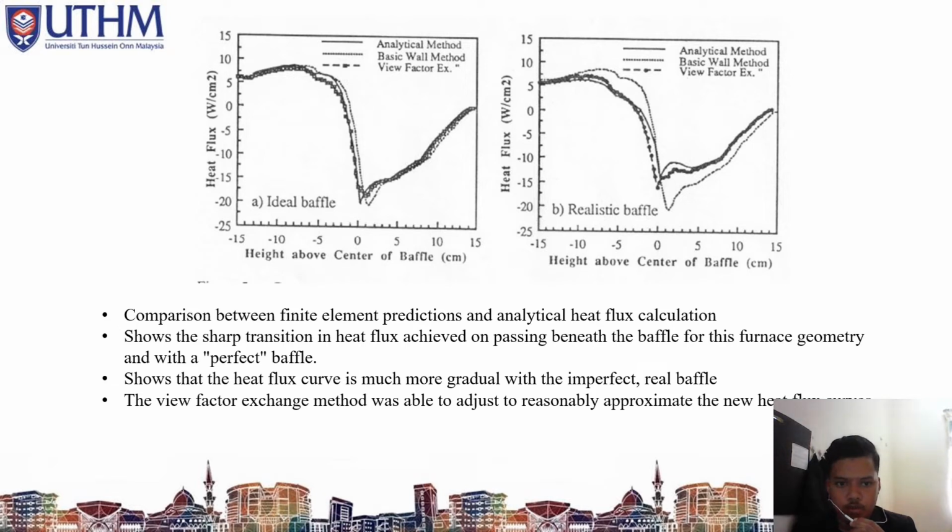From the figure, this is a comparison between finite element prediction and analytical heat flux calculation. The first figure shows the sharp transition in heat flux achieved on passing beneath the baffle for the furnace geometry with a perfect baffle. Then the second figure shows that the heat flux curve is much more gradual with the imperfect baffle. The view factor exchange method was able to reasonably approximate the new heat flux curve.